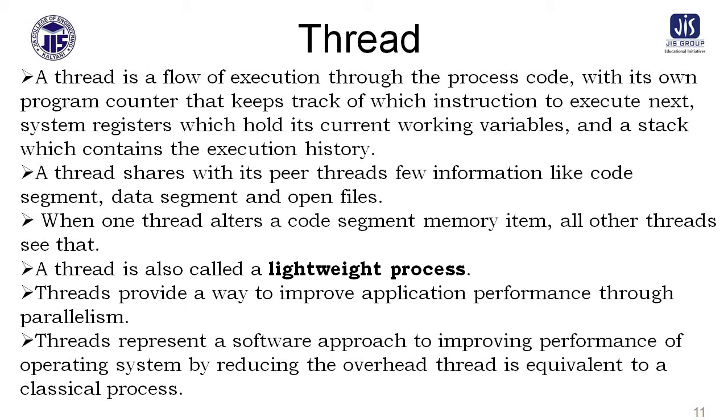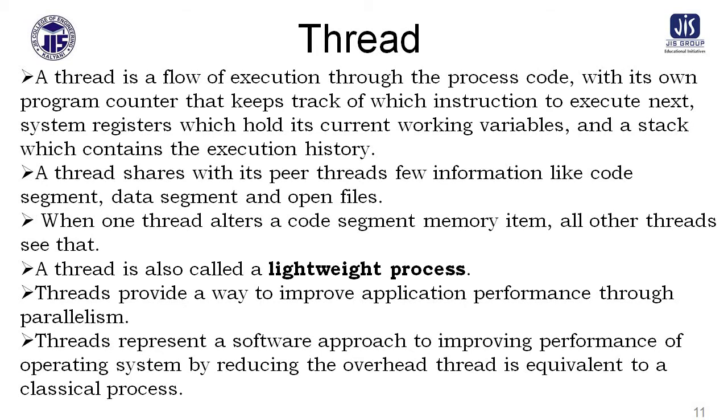I have already mentioned that. Thread represents a software approach to improving performance of operating system by reducing the overhead, and is equivalent to a classical process. That means for the sequential process, whatever time it takes to execute a particular task, if you consider the thread model, it will take less time. Similarly, go to point number 2. Threads share with their peer threads. That means if there are 3 threads, thread 1, thread 2, thread 3, there are 3 separate flows. They will share some memory location, or some data which can be visible to each other. And thread is also called a lightweight process. Lightweight process means it is a small process.